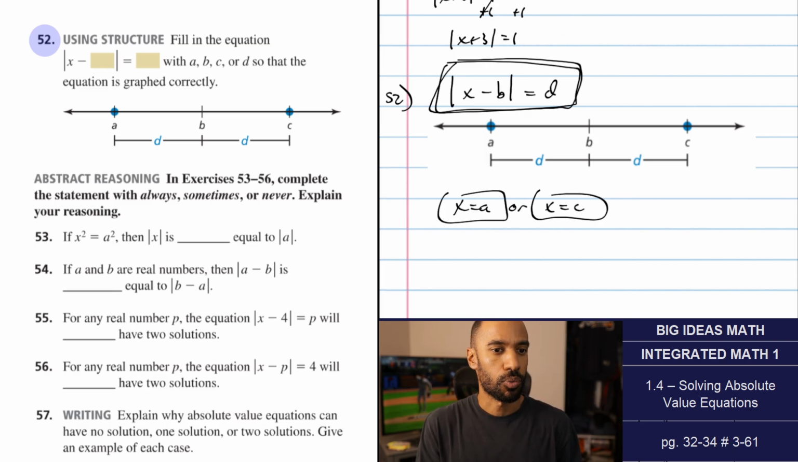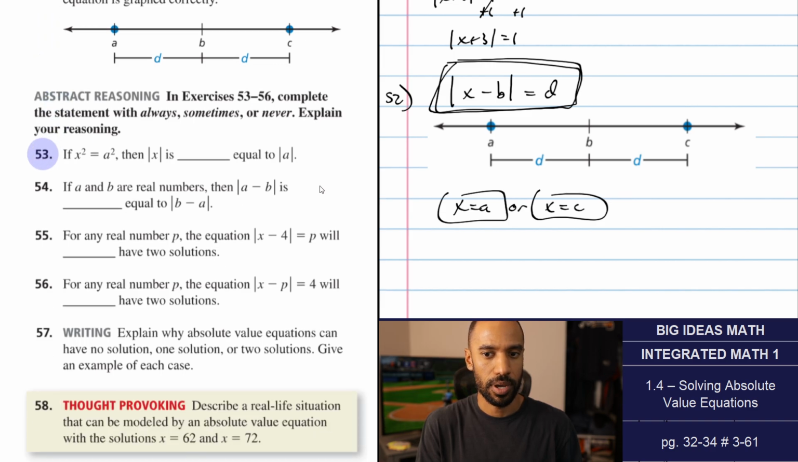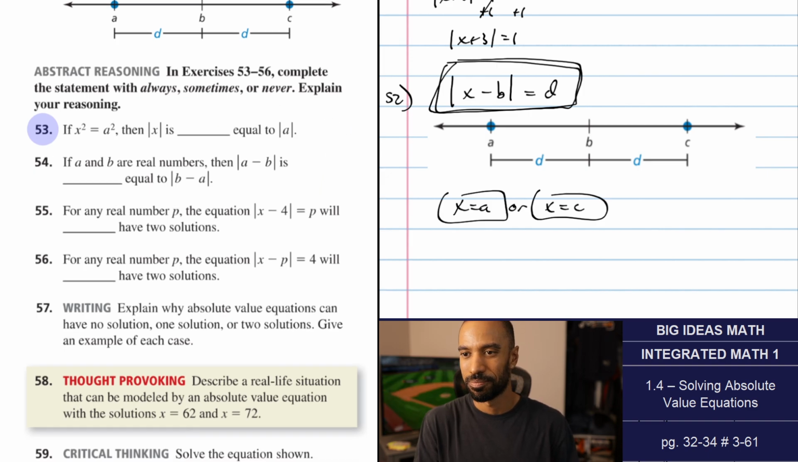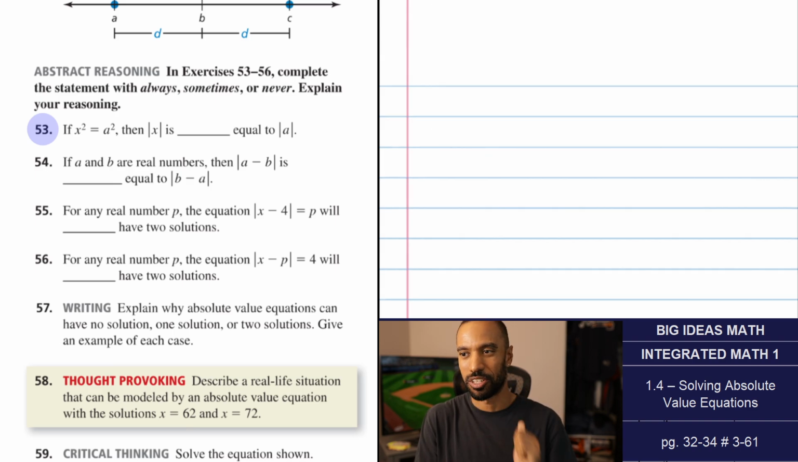Okay, number 53. Oh, 53 to 56. We have always, sometimes, or never cases. Complete the statement with always, sometimes, or never. Explain your reasoning. Oh, man. I wanted to get away with not having to explain my reasoning.